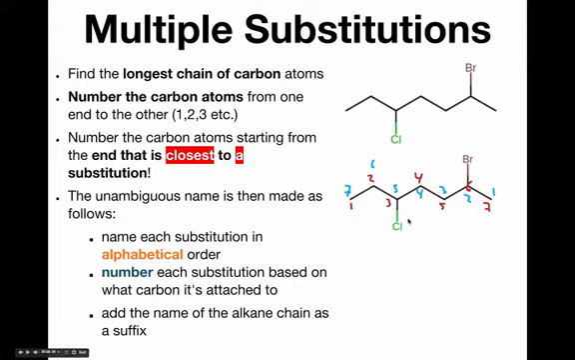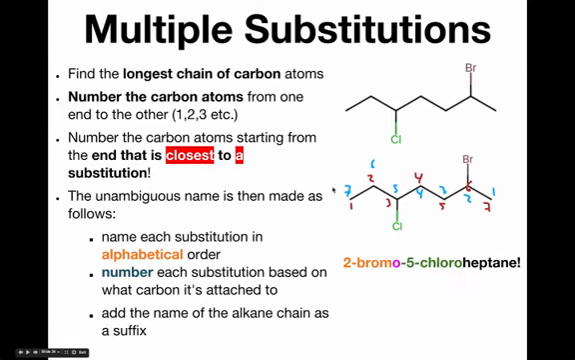And then we have to list the substitutions in alphabetical order. So this is bromo, this is chloro. Looks like B comes before C, so bromine is going to be listed first, and then you list the number of each substitution as well. So I'll show you what I mean by that.